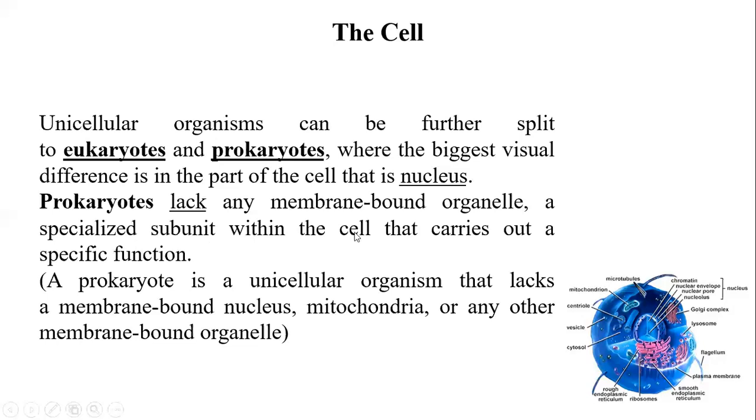A specialized sub unit within the cell that carries out a specific function. A prokaryote is a unicellular organism that lacks a membrane bound nucleus, mitochondria or any other membrane bound organelle. अच्छा, अब प्रोकैरियोट की बात करेंगे तो you can make a sense that is of plant cells, और जो यूकैरियोट्स हैं that is of animal cells और human cells.